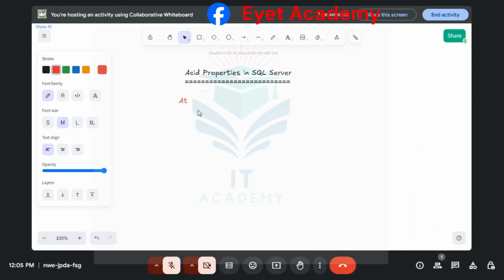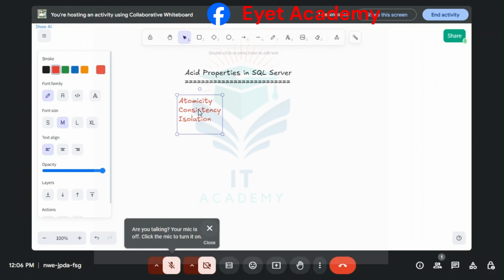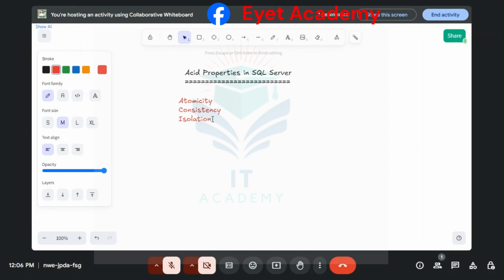Atomicity. Second one, consistency. Third one, isolation. Fourth one, durability.